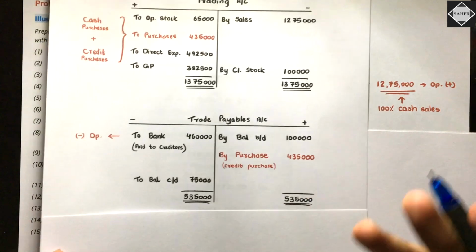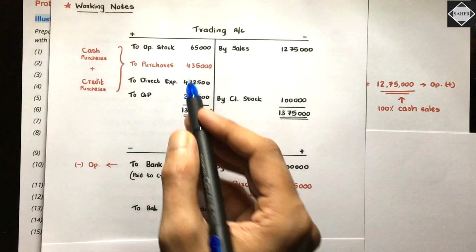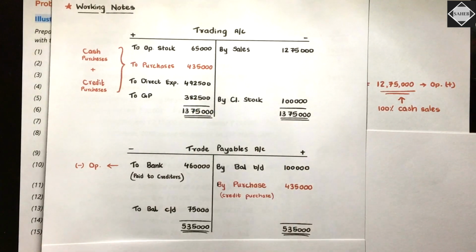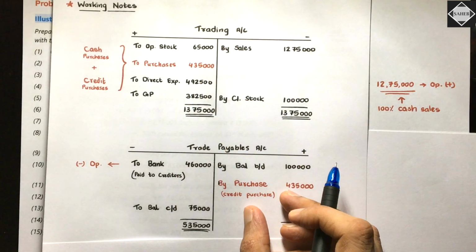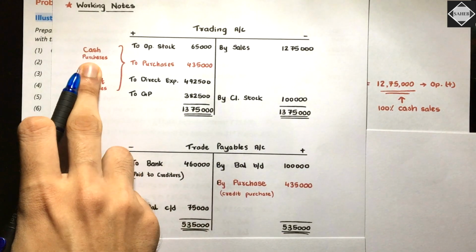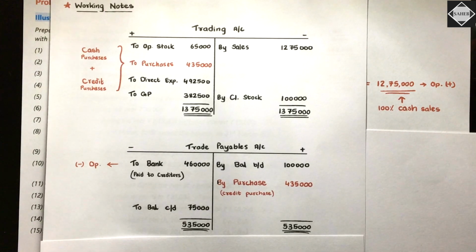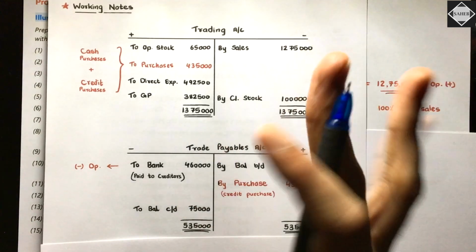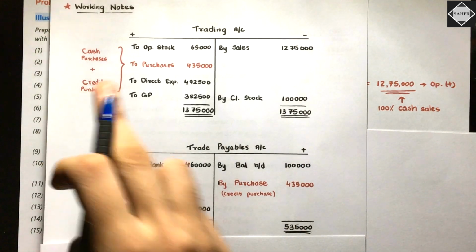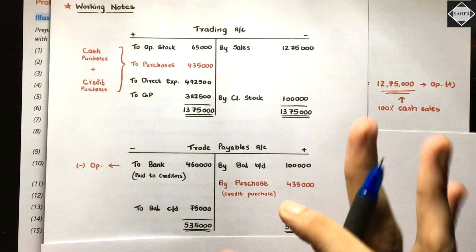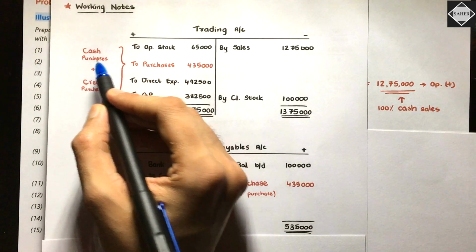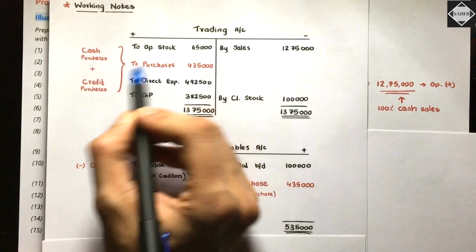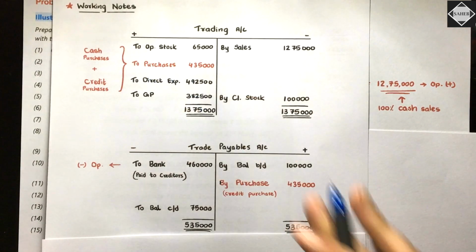Fine. So as you can see right now, 4,35,000 here, and here also 4,35,000. It's equal. If the total purchases are equal to credit purchases, that means there are no cash purchases. Do you understand the logic? In this question, there are no cash purchases. It's completely credit purchase. Now I will tell you one thing. The trick is, whenever the question is silent regarding cash purchases, you have to assume the total purchases as credit purchases. That's the trick.